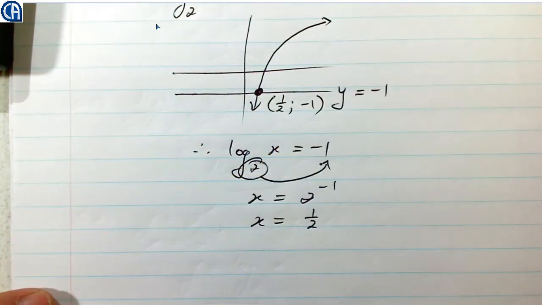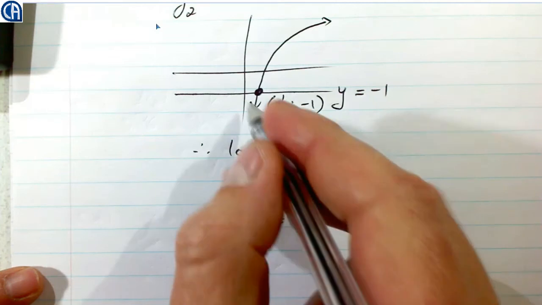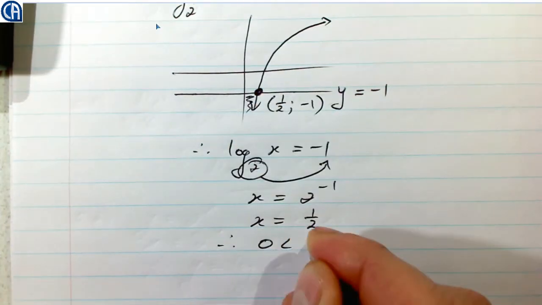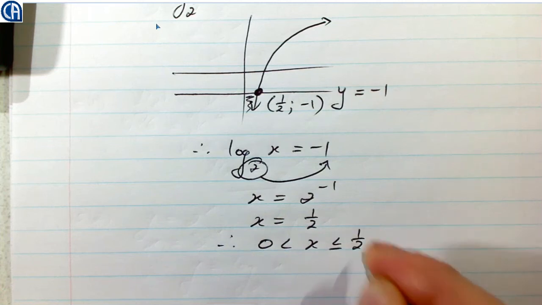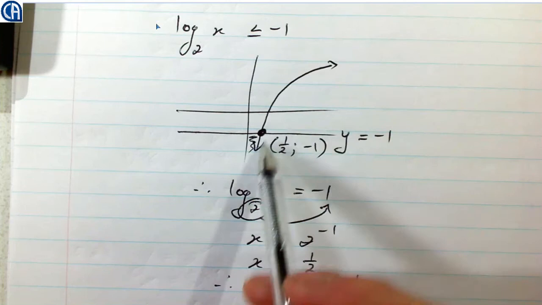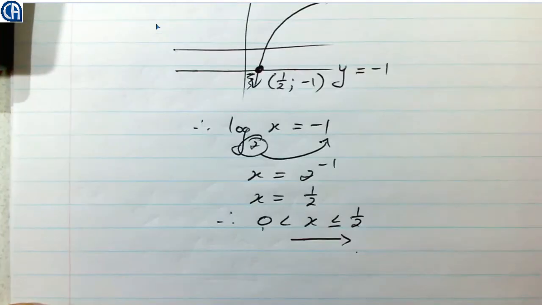So we want to know where the graph is below minus 1. So that will happen between 0 and a half. The reason why we exclude 0 is because the graph never touches 0.